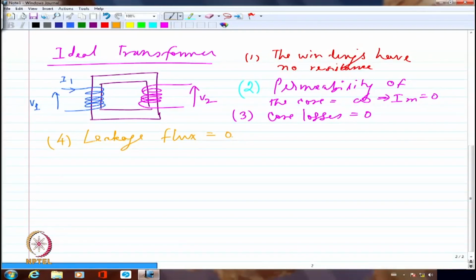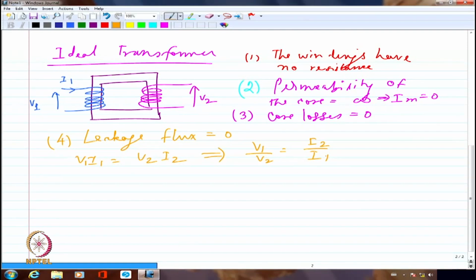Right? So if I assume that there is no resistance and there are no core losses, very clearly whatever is the input power is equal to the output power. So I should be able to write V1 I1 equal to V2 I2. That's it. So this is one way of saying V1 by V2 equal to I2 by I1. But definitely it is not as enlightening as what we talked about in the case of ampere turn balance.